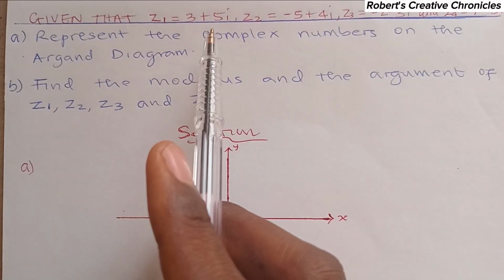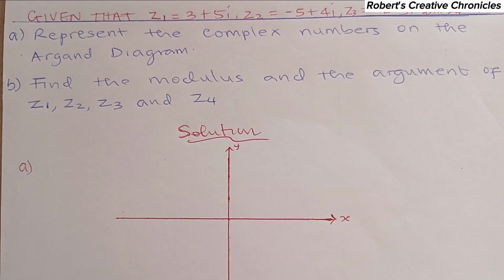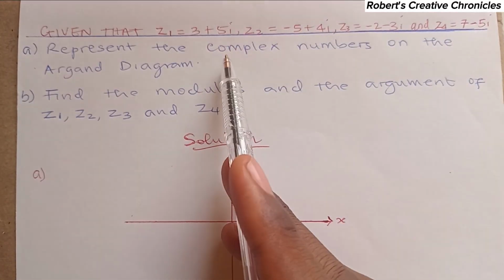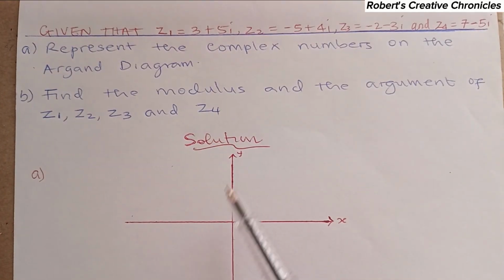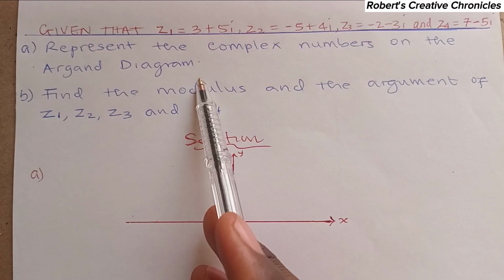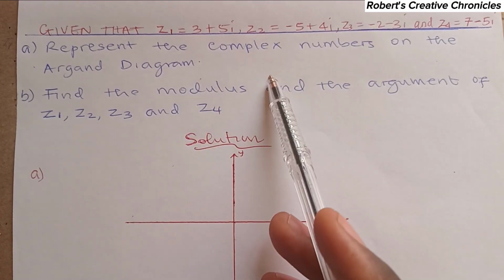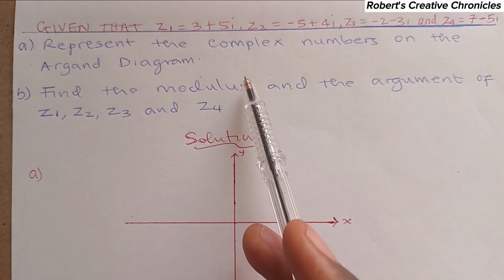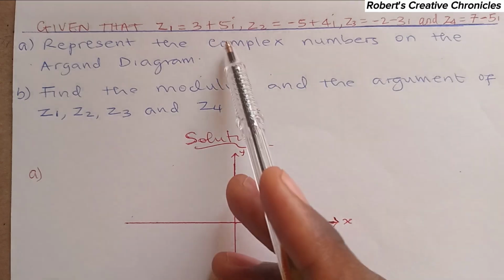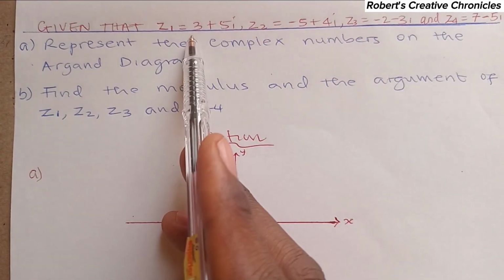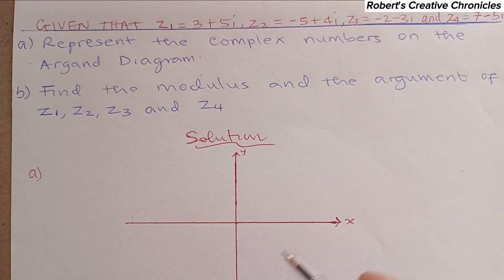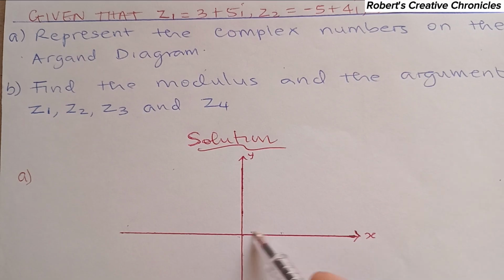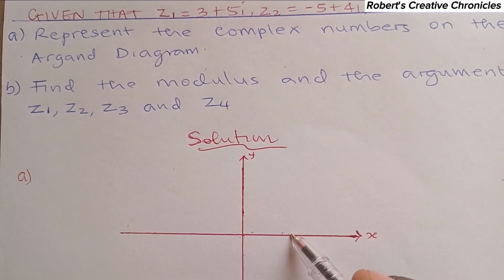So now z1 is 3 plus 5i. A complex number has a real component and an imaginary component. The real component is denoted by x, and the imaginary component is denoted by y. So x here is 3 and y is 5. So on the positive x-axis, we will find 3 here.